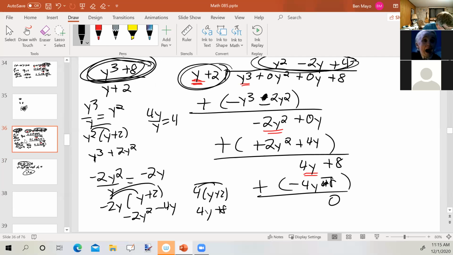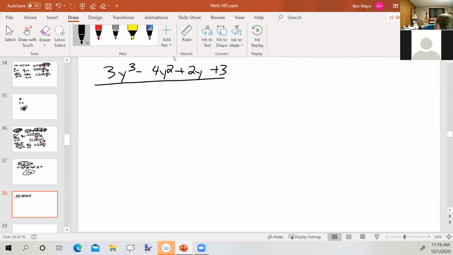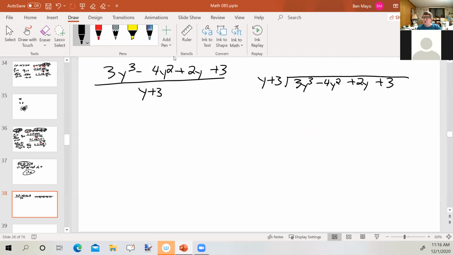All righty, let's see here. Let's say we've got this situation. We've got 3y cubed minus 4y squared plus 2y plus 3, all divided by y plus 3. So outside, I'm going to have y plus 3. Inside, I've got y cubed, y squared, y, and a constant. So there's no missing terms in this problem. It's just got a lot of terms.